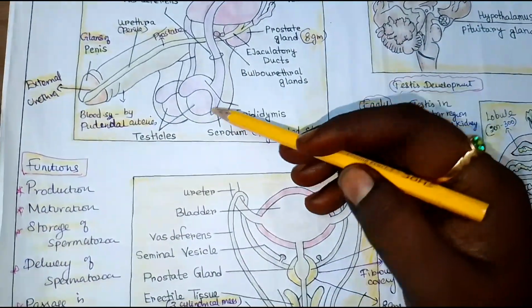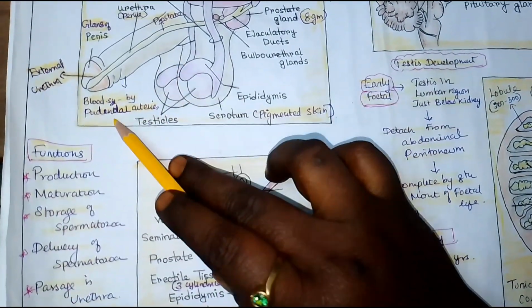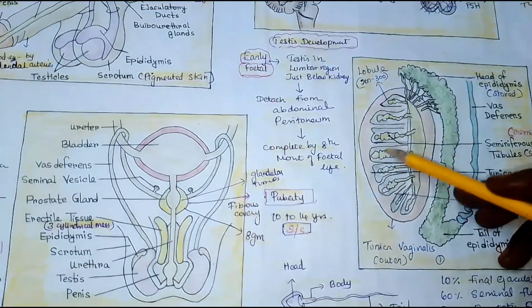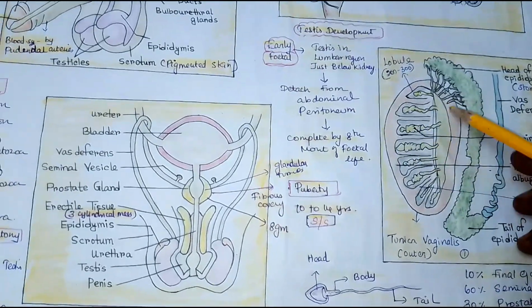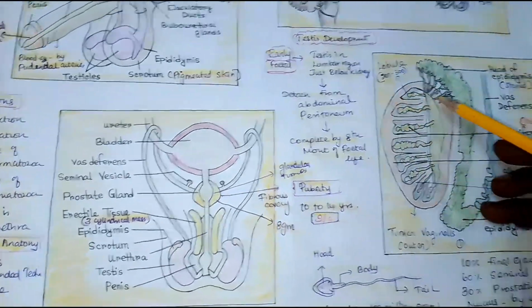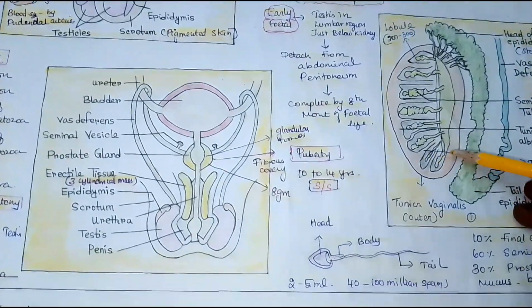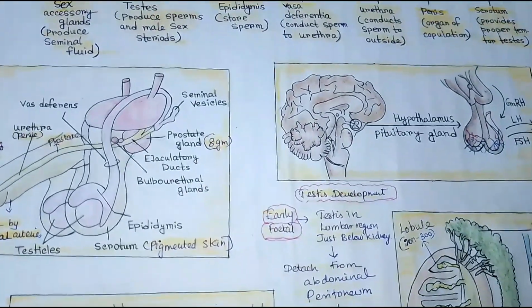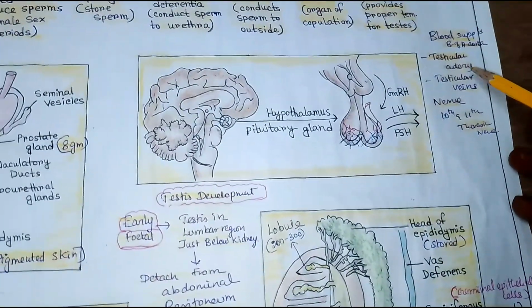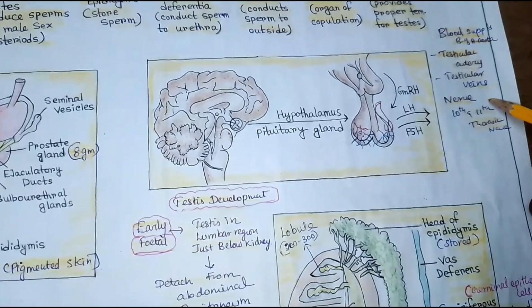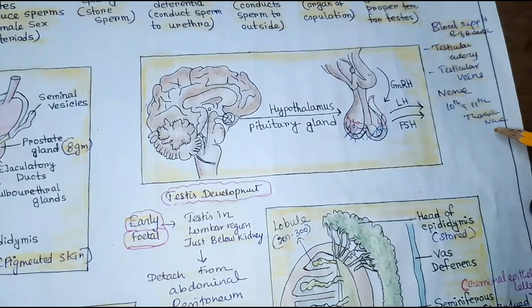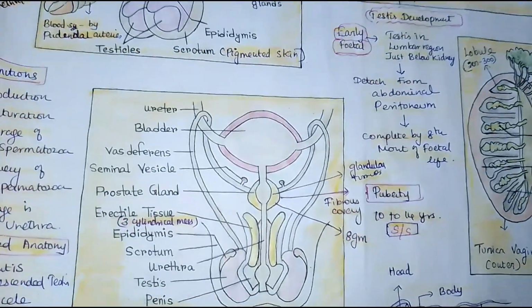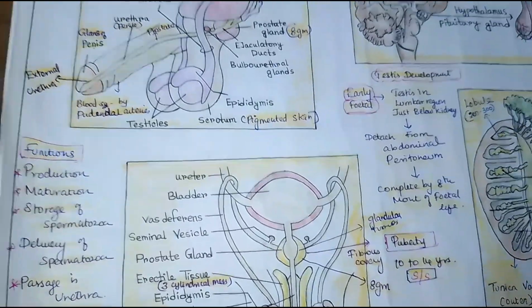Sorry, I forgot to tell about the penis. The penis is supplied by the pudendal arteries. Testis are supplied by the testicular arteries. Are you understanding? Testicular vein. The testicular artery and testicular vein are branches of the aorta. Clear? So this is the blood supply, testicular artery and testicular vein, and for the nerve supply, the 10th and 11th thoracic nerves are mainly supplying. Clear? So this is about the male reproductive system.